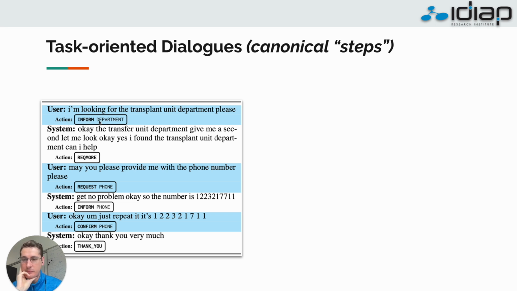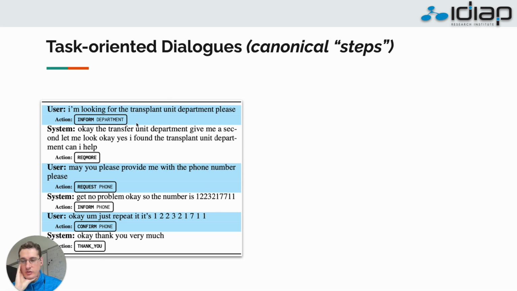And this can be seen as atomic canonical steps, because if we see the sequence of canonical actions, we see the sequence of canonical steps. For instance, first the user informs the department, then the system requests more information, then the user requests phone, the system informs phone, and the user confirms phone, and so on.